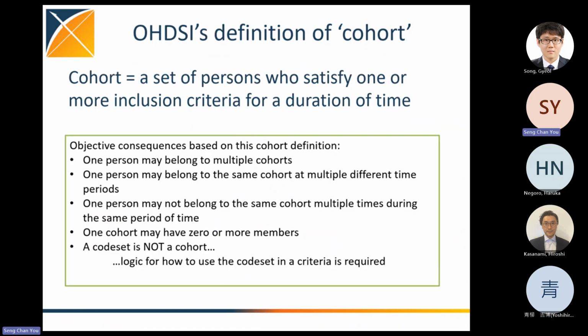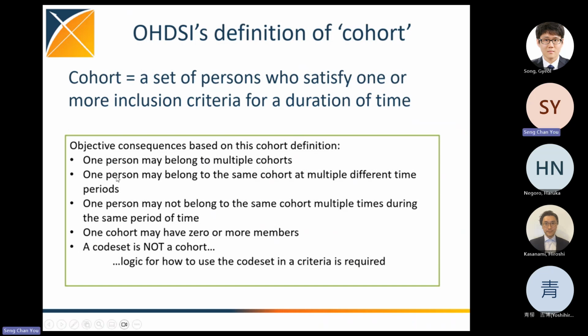There are numerous definitions of cohorts in the world, but in an Odyssey study, the cohort is a set of persons who satisfy one or more inclusion criteria for a duration of time. So one thing you have to make sure of is that there is a duration of time to define cohorts. So it's not just the inclusion or exclusion criteria, and there is no exclusion criteria. There are only inclusion criteria here.